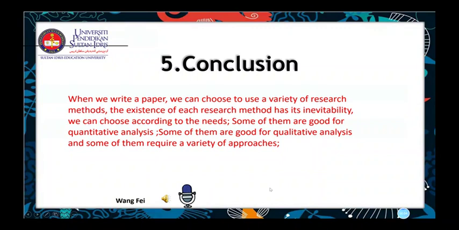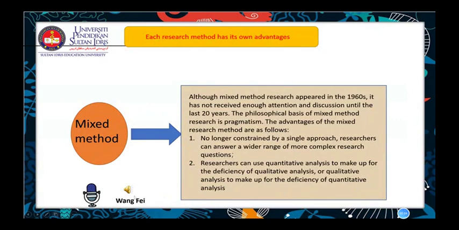Conclusions. When we write a paper, we can choose to use a variety of research methods. Each research method has its own inevitable place, and we can choose according to our needs. Some of them are good for quantitative analysis, some are good for qualitative analysis, and some require a variety of approaches. Each research method has its own advantages.